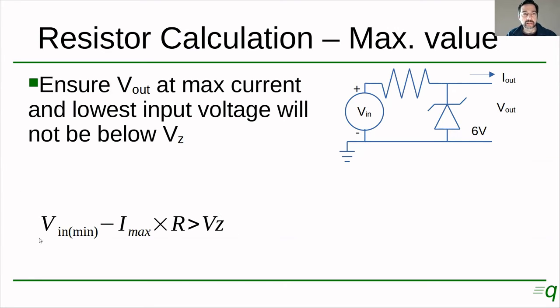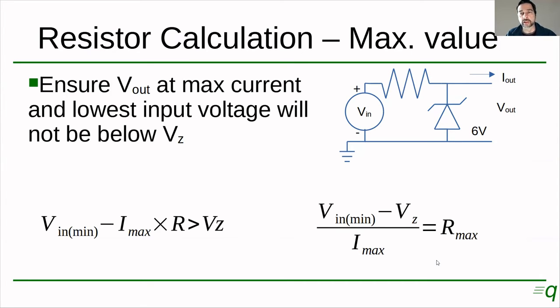So mathematically, this is the equation: the minimum input voltage minus what we're losing on the resistor has to be more than the Zener voltage. And solving for the resistor, we end up with this equation: the minimum input voltage minus the Zener voltage, divided by the maximum current.